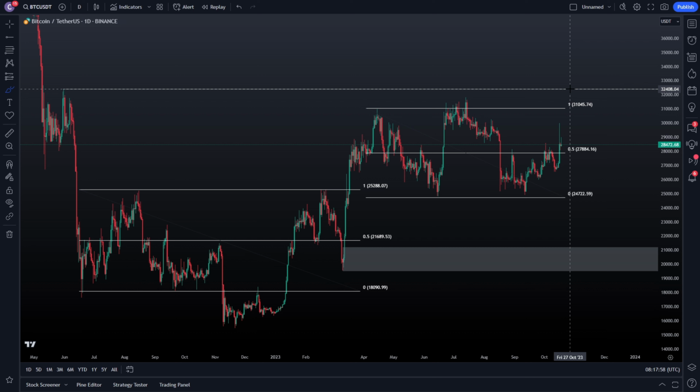Now, if people are buying and longing Bitcoin, smart money can also use that buy and long pressure in order to sell their own positions. Because if they want to sell, they need a lot of retail traders buying from them.